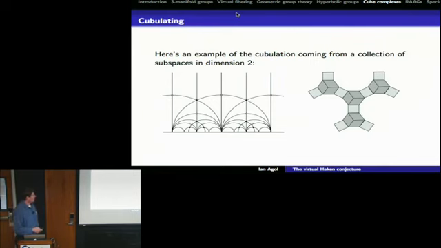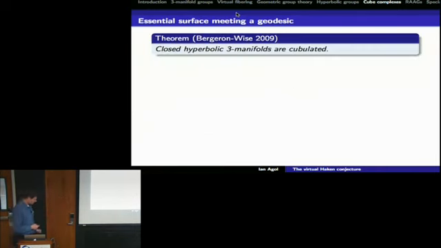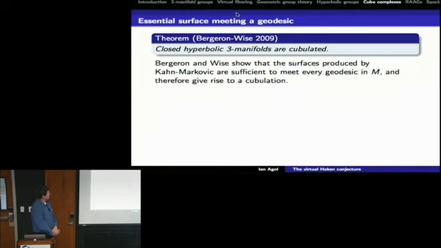Okay, so Segev has this general theory of associating cube complexes to codimension one things inside of spaces. Bergeron and Wise then used it to show that closed hyperbolic three-manifolds are cubulated. What they used are these surfaces of Kahn and Markovic that are very close to being totally geodesic, and these give rise to a cubulation.